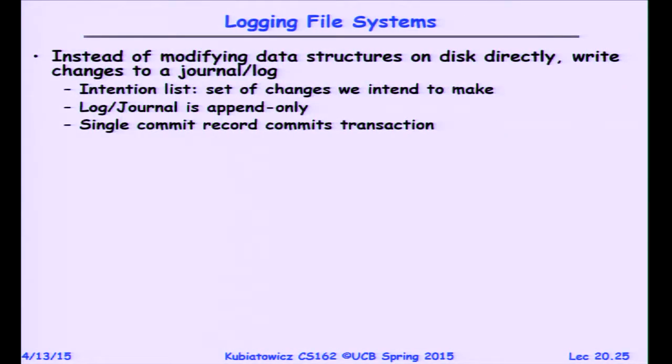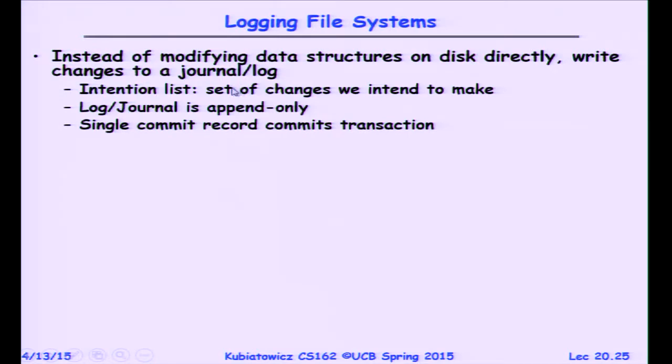So instead of modifying data structures on disk directly, which is what we've been talking about up till now, we're going to write all the changes to the journal or the log. Okay, and we're going to call this an intention list. So it's a set of changes we intend to make. The journal is append only, and there's a single commit record at the end that commits the transaction.